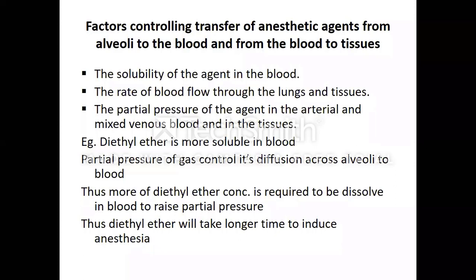So what is important is the solubility of the agent in the blood. Not only that, but how much of your general anesthetic is moving into the tissues, that is through lungs and then finally into the brain tissue. And a major factor determining this is going to be the partial pressure of the agent in the arterial and in the mixed venous blood as well as in the tissues.